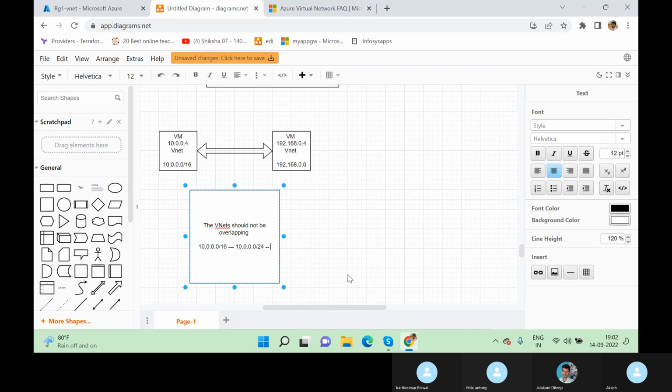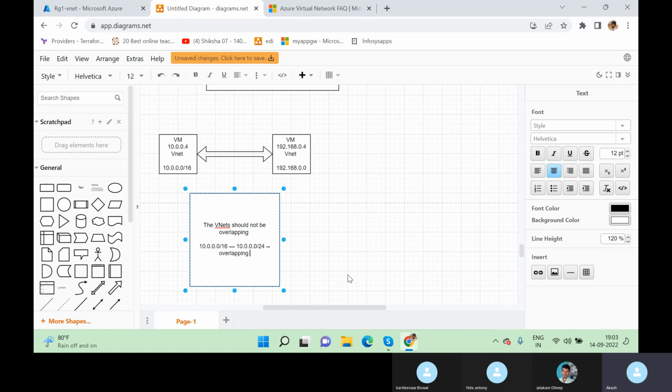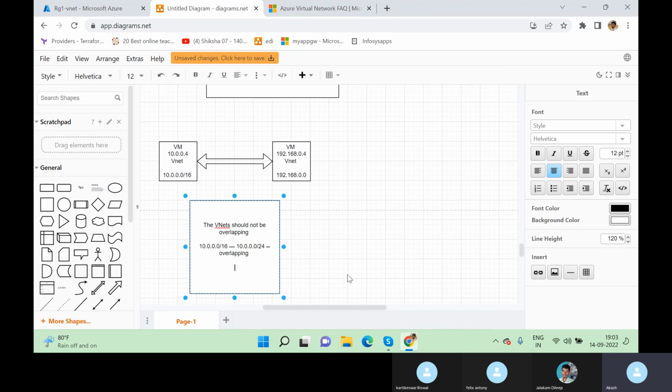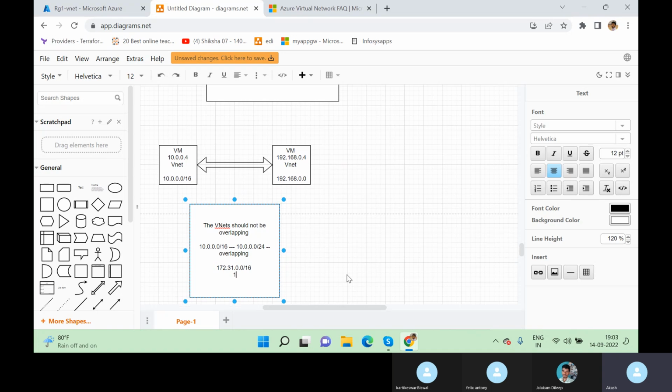Yeah, it's overlapping because it is part of that. So it is literally like a part of it. So this is overlapping. Okay. And I'll give you one more example. 172.31.0.0/16.